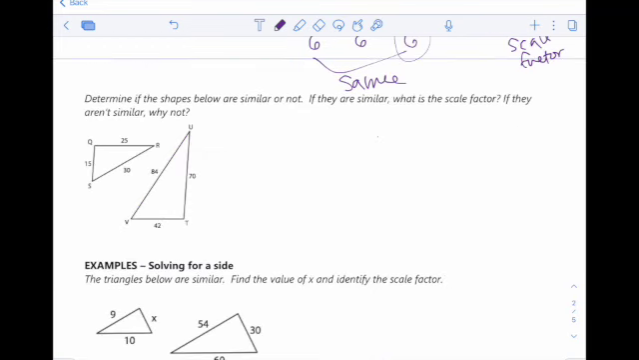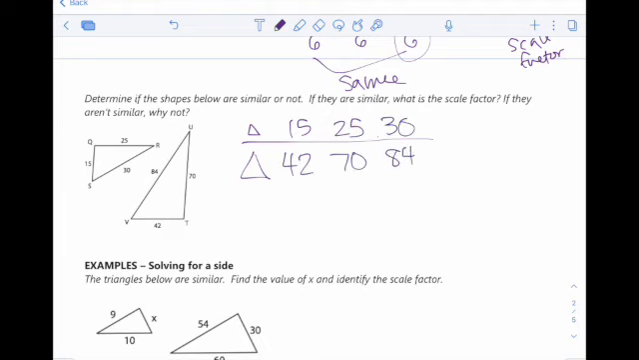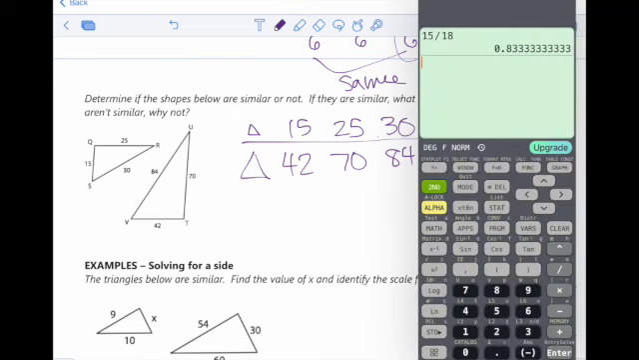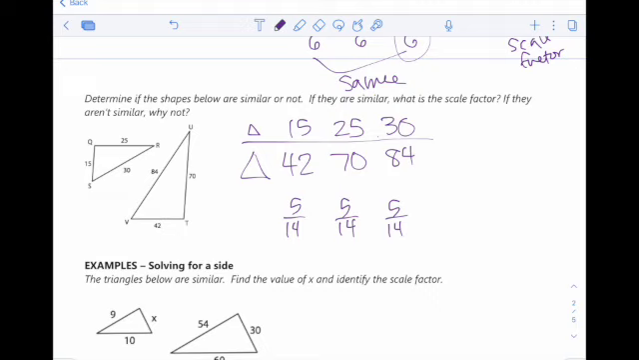So again, I like to do small triangle on top, big triangle on bottom. I'm going to list my sides in ascending order, so from smallest to biggest. So for my small triangle right here, the smallest side is 15, then 25, then 30. And then for the big triangle, I've got 42, 70, and 84. Let's pull out my handy dandy calculator. I got all 5/14, so yes, they are similar. The 5/14 is the scale factor.